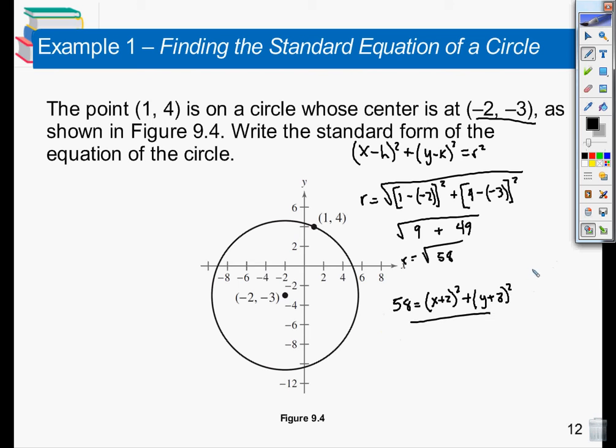All right. Do me a favor and try exercise 9. This is section 9.1. So do exercise 9, and then we can move on to the next example.